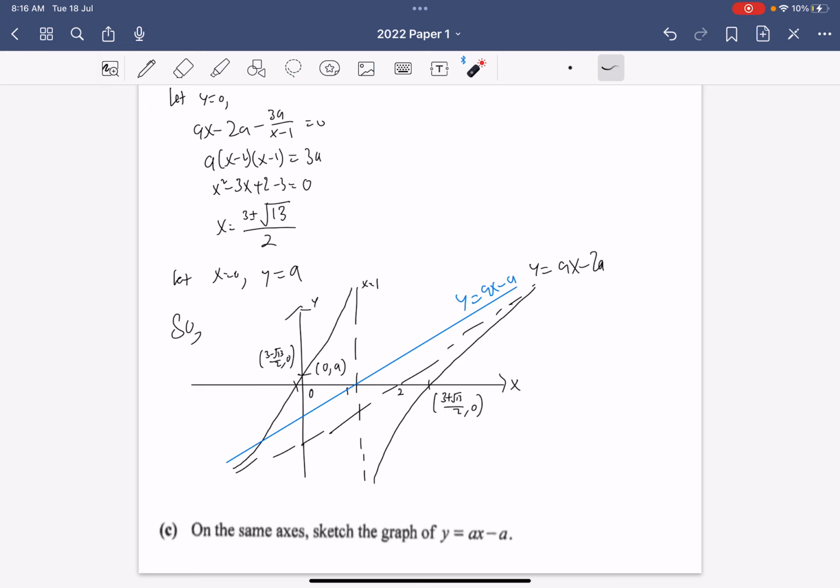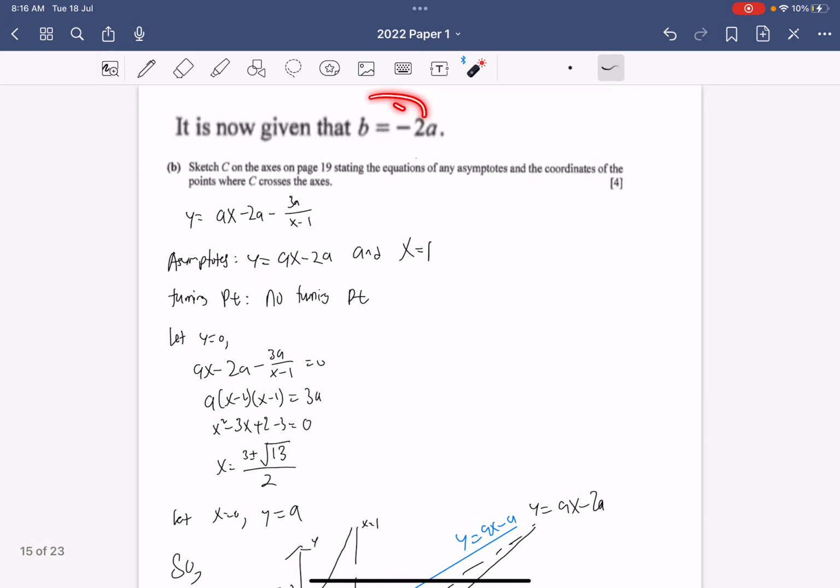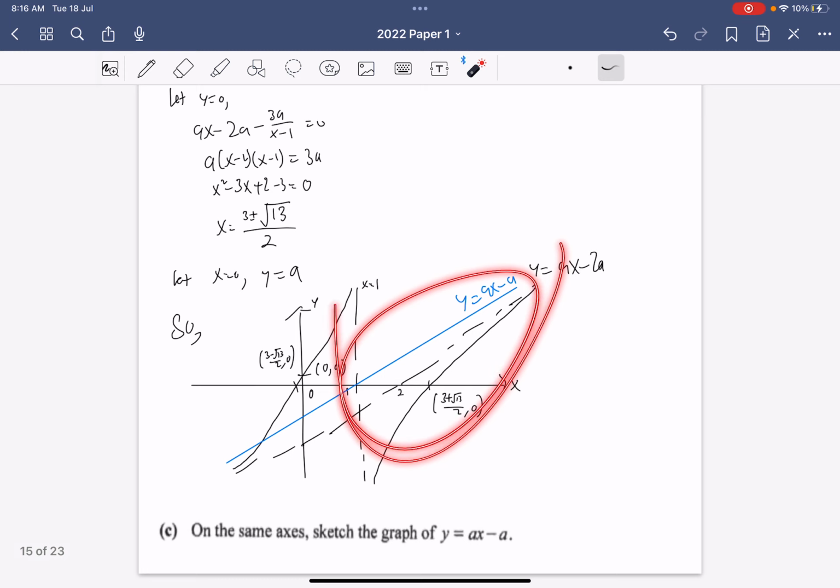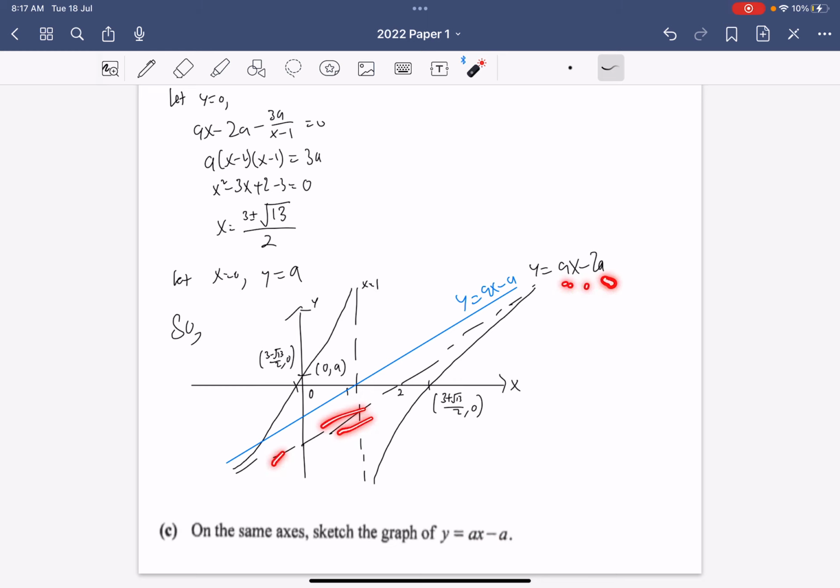And a way to check, of course, is to use your GC and actually substitute values for B and A that fulfill this, and then you actually see they will look something like this. But then, of course, the intersection point you need to find yourself. And on the same axis, we have to first find ax minus a. We know that the oblique asymptote is ax minus 2a, so when you shift it upwards.